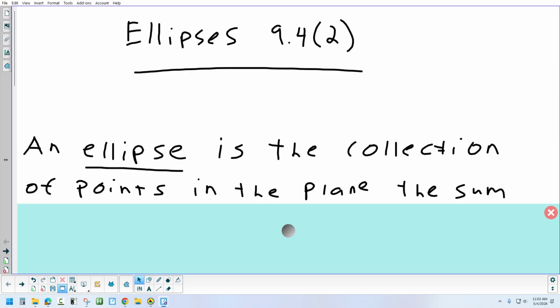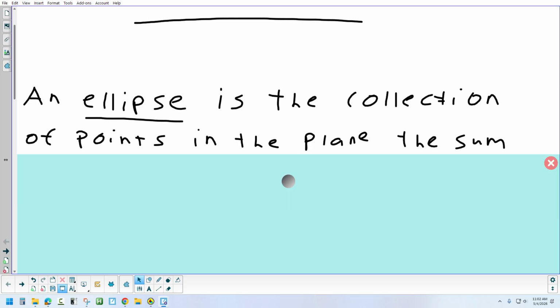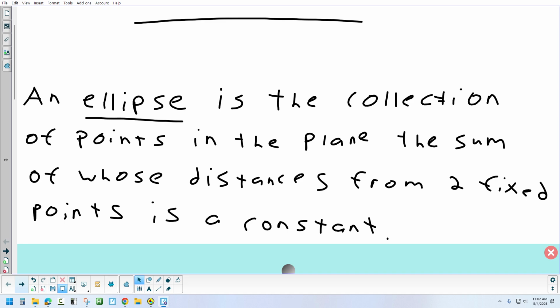An ellipse is similar, but it's a little bit different. So it's a collection of points in the plane such that if you measure the distance from a point on the ellipse to a special point, and then the distance from that same point to another special point, it always adds up to a constant. The constant is constant for a given ellipse, but you can have different constants in different ellipses. I'm going to show you what I mean.